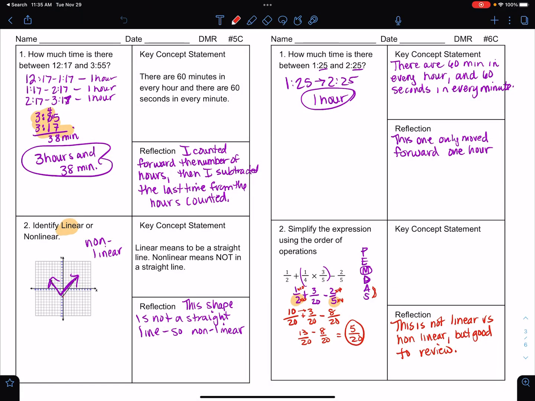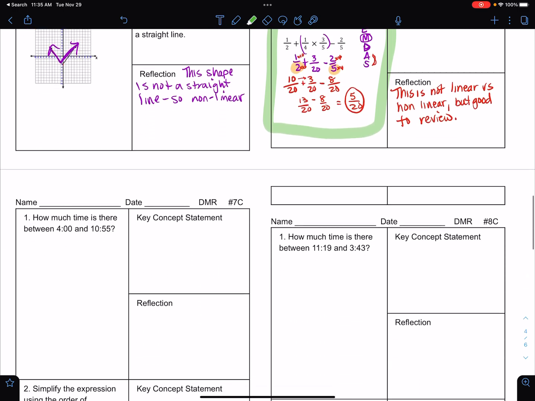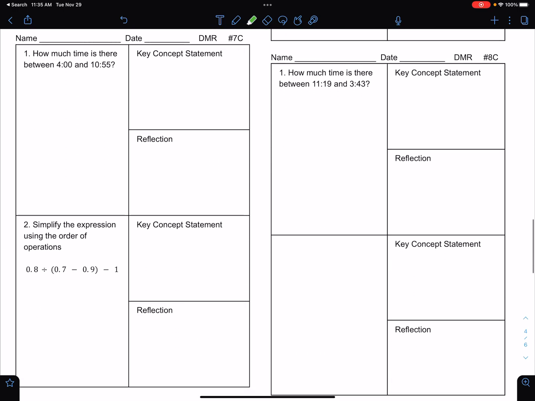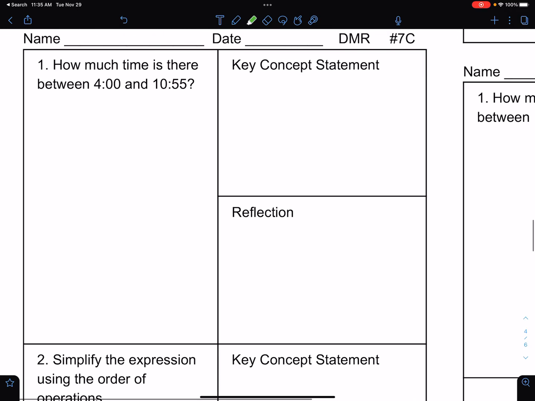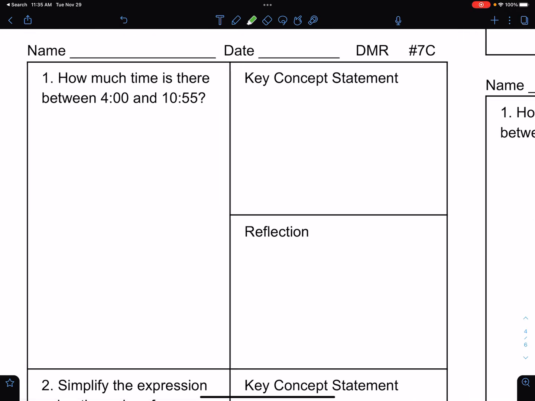Okay, this is DMR over elapsed time and linear versus non-linear, other than the fact it looks like we've switched in the middle of it to order of operations, which won't be on the quiz, but is always good to practice. So we're going to look at this one first. I'll make it bigger. You make sure you have copied the key concept, but I'm not going to use our time to do that right now.